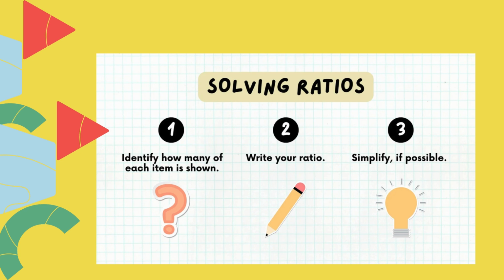Solving ratios. There are three steps to solving ratios. The first step is to identify how many of each item is shown. In the example of the calculator, we were able to identify 2 red and 3 yellow. So then the next part is to write it down. So I will write 2 red and then I'll write 3 yellow. And then simplify it if possible.